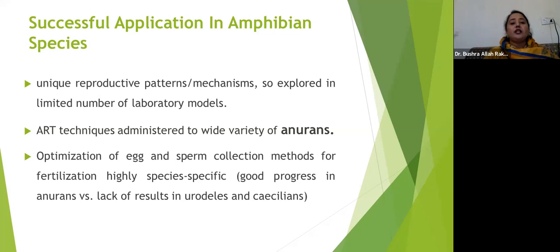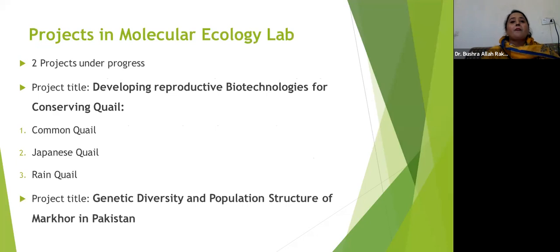And these technologies include the collection of eggs and sperm, and this process is highly species specific. And as I told you, currently in Pakistan we are using these technologies for the conservation of many species, and we have used them successfully for Punjab Uriyal. This is a wild sheep. Then my PhD was on the conservation of Indian red jungle fowl. Then many of my students have worked on ringneck pheasant, then black astraloop, that is a backyard poultry. And currently my six or seven students are working for the conservation of the quail species, like I told you earlier, common quail, Japanese quail, and rain quail.